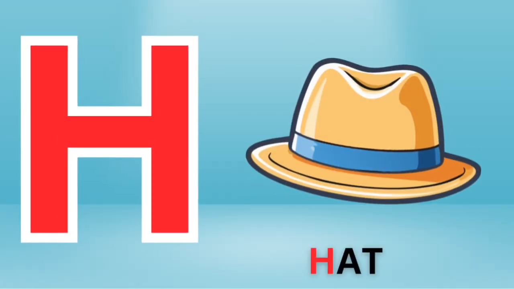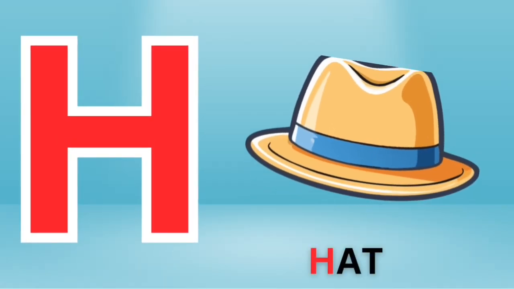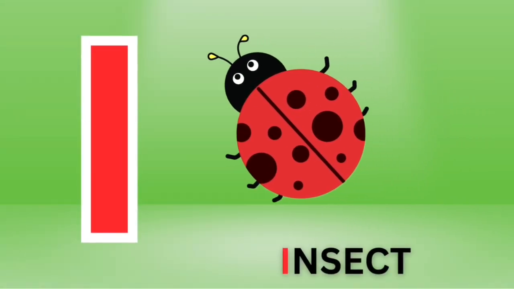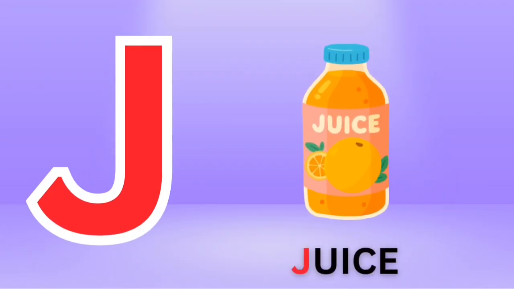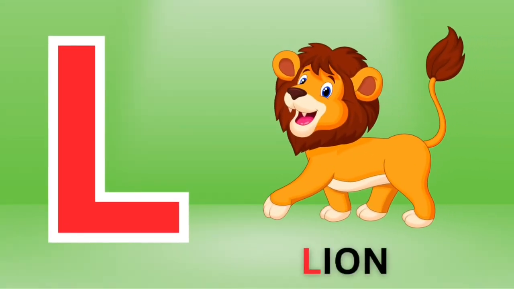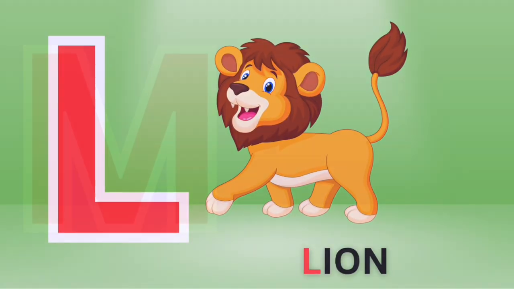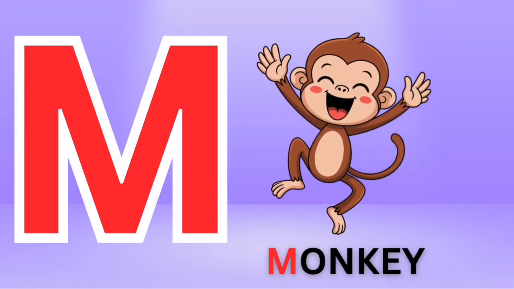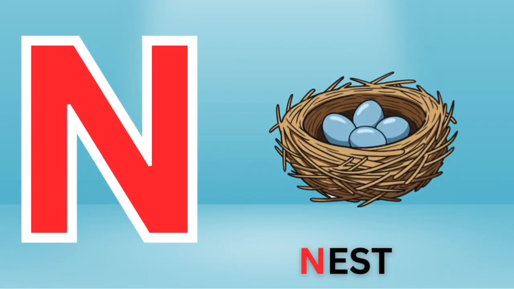H for hat, I for insect, J for juice, K for kite, L for lion, M for monkey, N for nest.